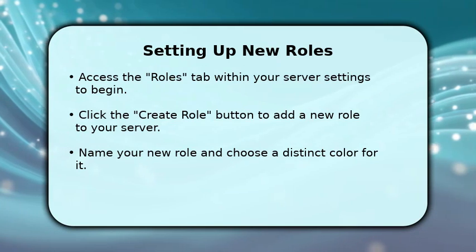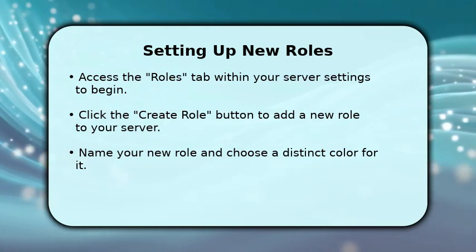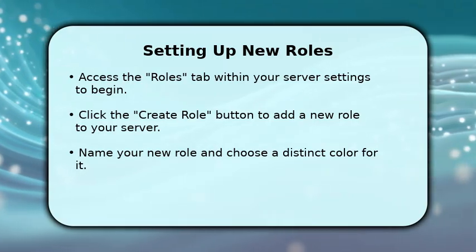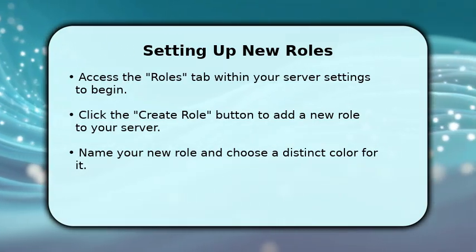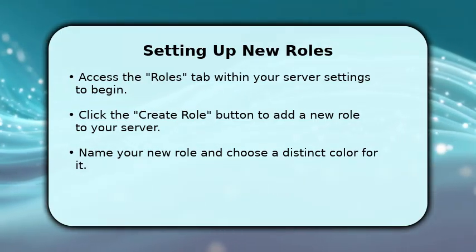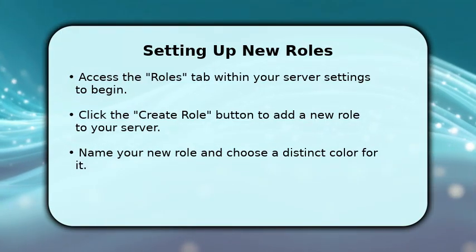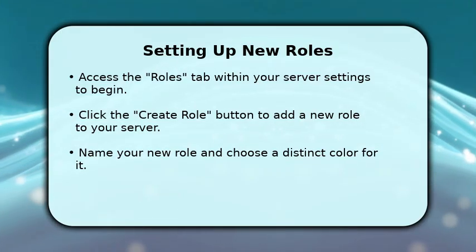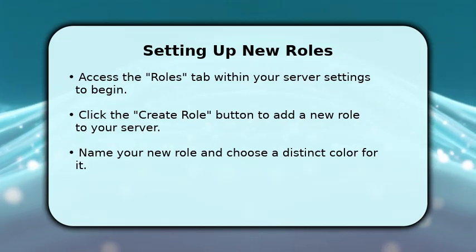Once in Server Settings, click on the Roles tab located on the left-hand side. You'll see a list of existing roles, if any. To add a new one, simply click the Create Role button. A new role entry will appear, allowing you to give it a unique name like Moderator or Member. Don't forget to pick a vibrant color to make it stand out in the member list.